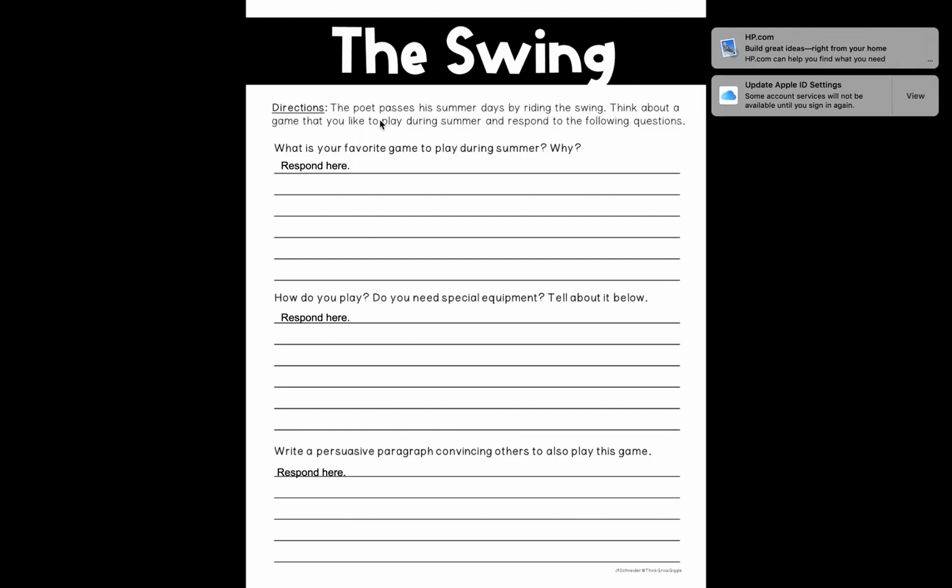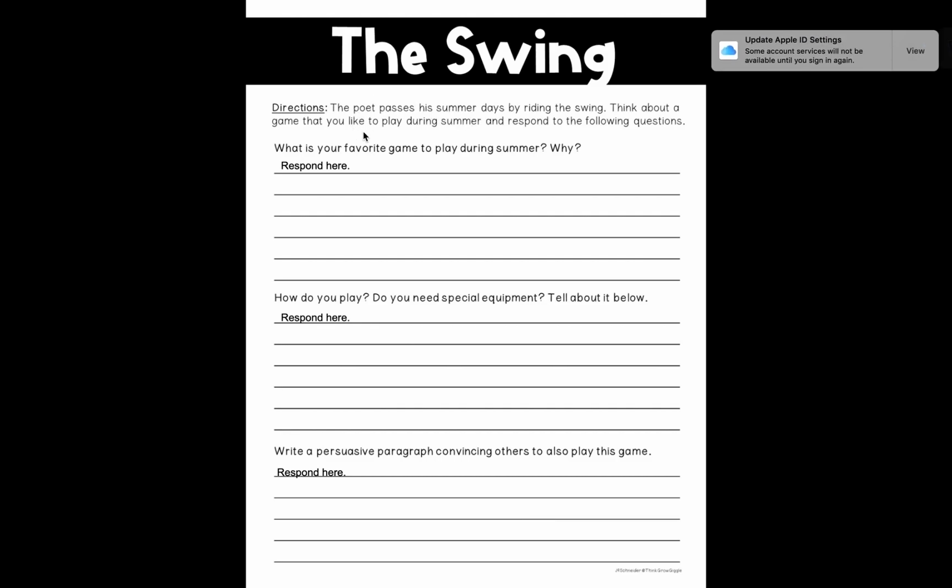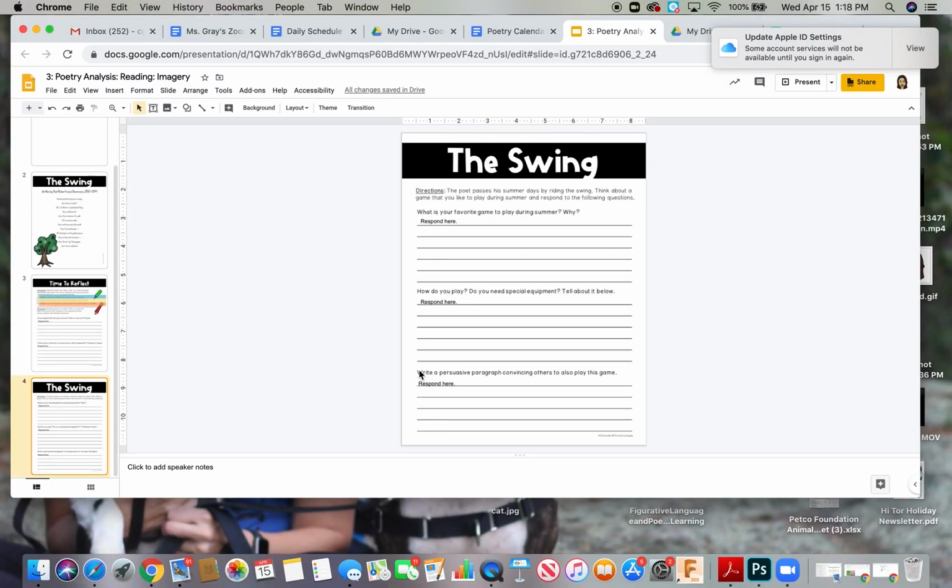So directions on this next page. The poet passes his summer days by riding the swing. Think about a game you like to play during summer and respond to the following questions. What is your favorite game to play during the summer and why? How do you play? Do you need special equipment? Tell me about it. And then write a persuasive paragraph considering others to play this game also. Okay? So those are your directions for today.